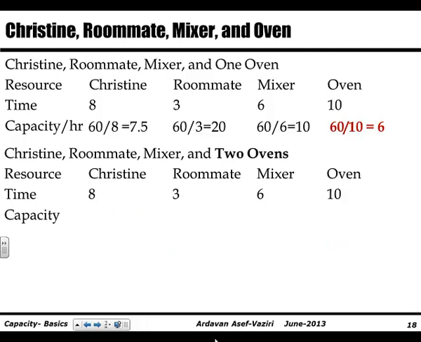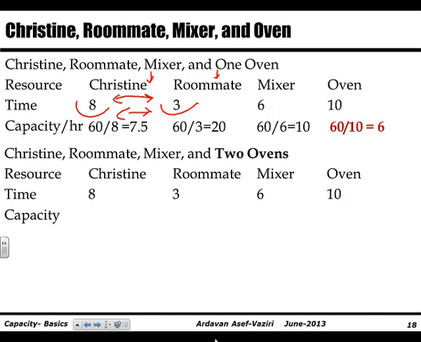Now let's look at a third scenario. We have one mixer, 2 ovens, and we have cross-trained our human resources. We have cross-trained Christine and her roommate. They have become interchangeable resource units. We have done resource pooling. 2 human resources, we have cross-trained them. Now they both can do both activities, first activity or second activity.